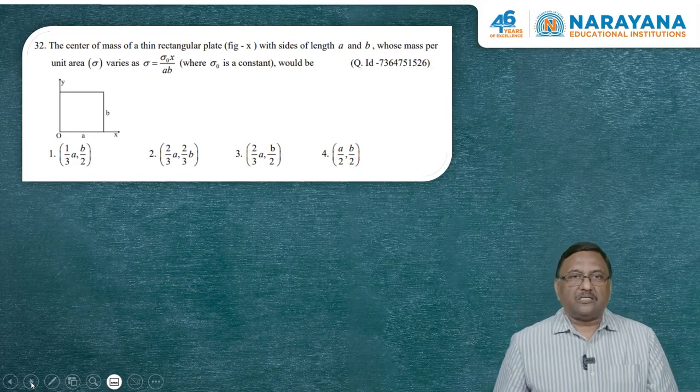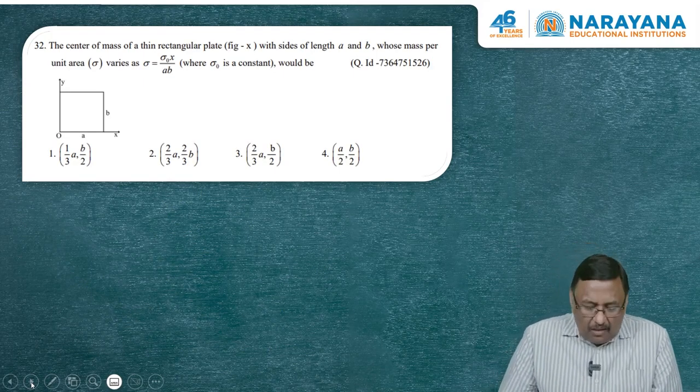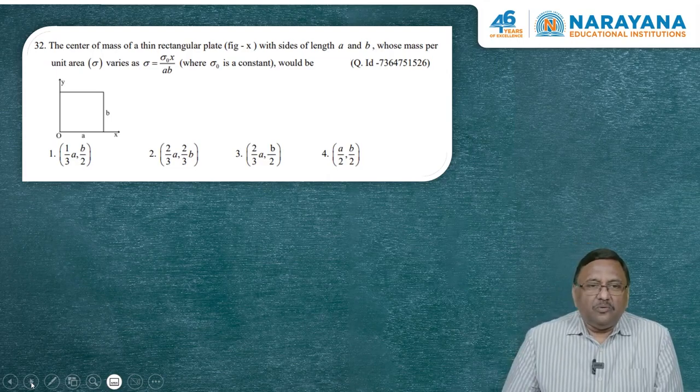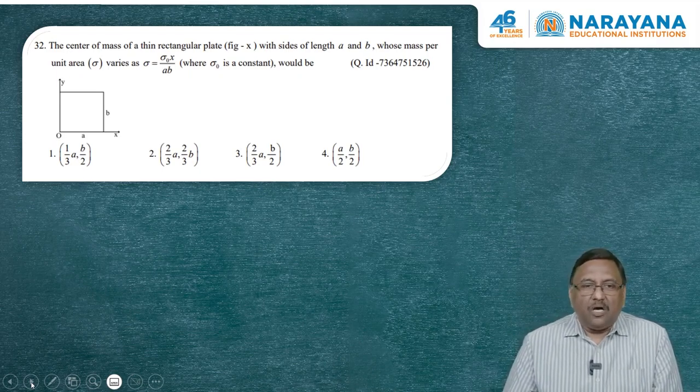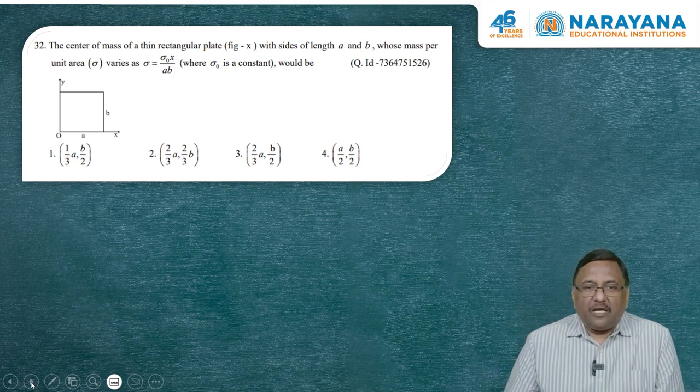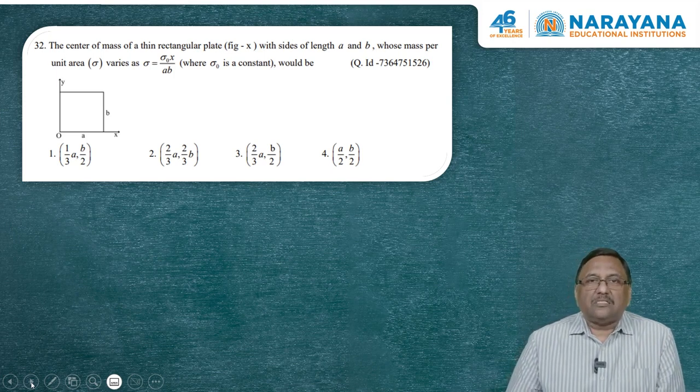Now let us come to the next question. Question number 32: the center of mass of a thin rectangular plate, as shown in the figure, with sides of length A and B, whose mass per unit area varies as sigma equal to sigma naught x divided by AB, where sigma naught is a constant.